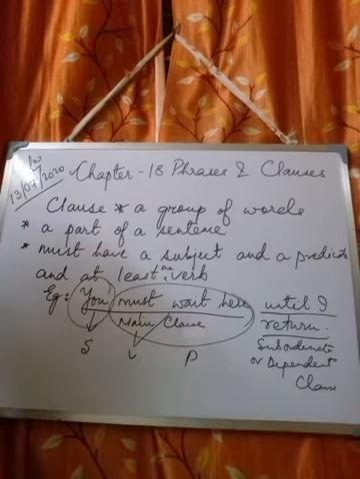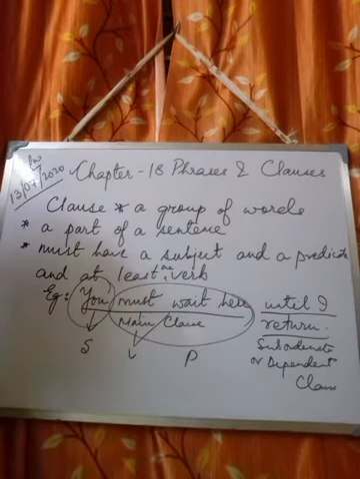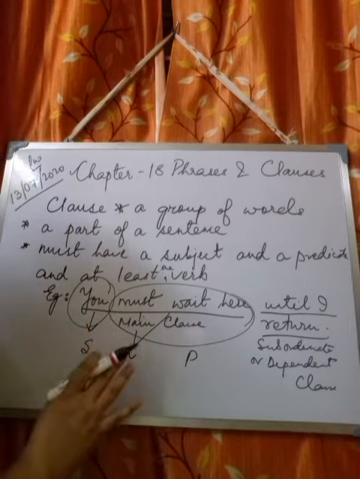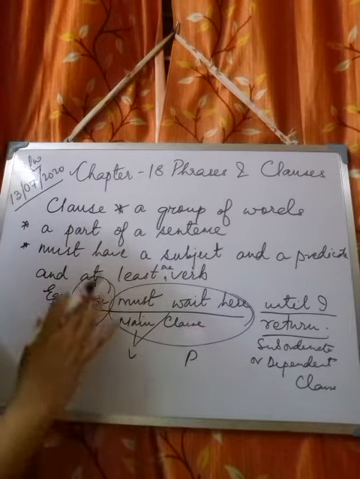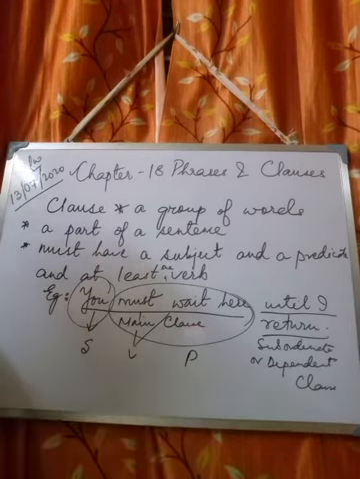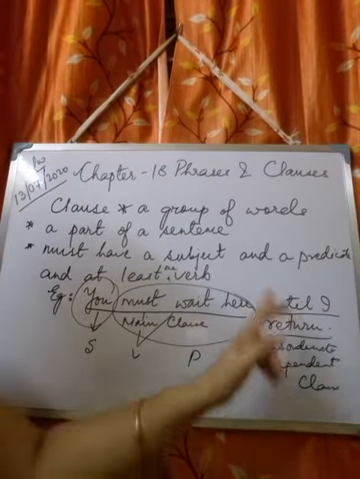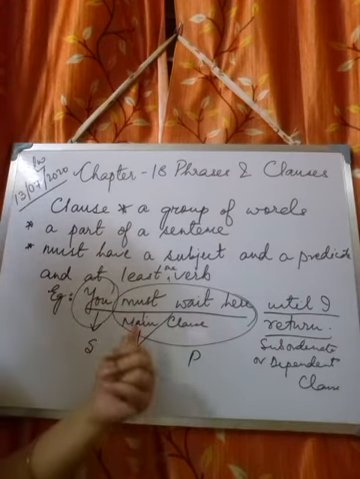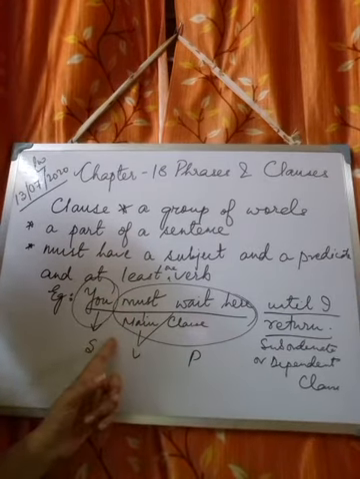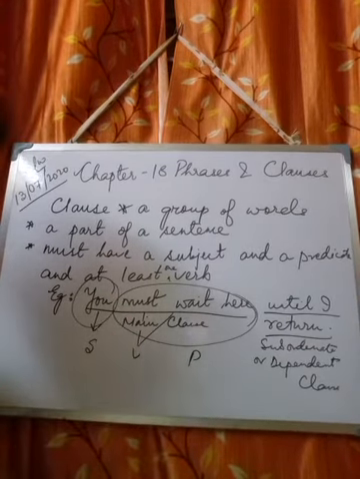This part therefore is called the main clause because it has an independent meaning of its own. It makes a complete sense. Even if we exclude the other part of the sentence, you must wait here itself makes a complete sense. So this is called the main clause of this sentence.